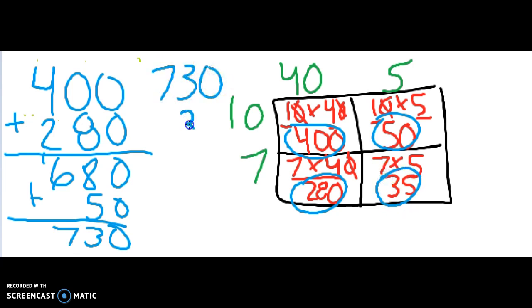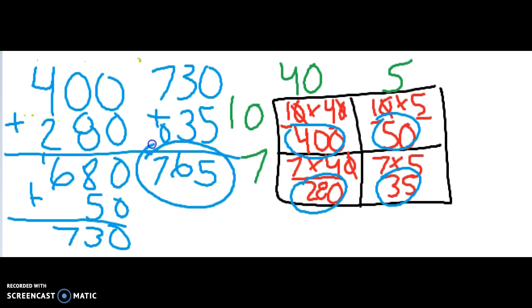Circle the 35 to add. 0 plus 5 is 5. 3 plus 3 is 6. And 7 plus nothing, or 0, would give me 7. My answer is 765.